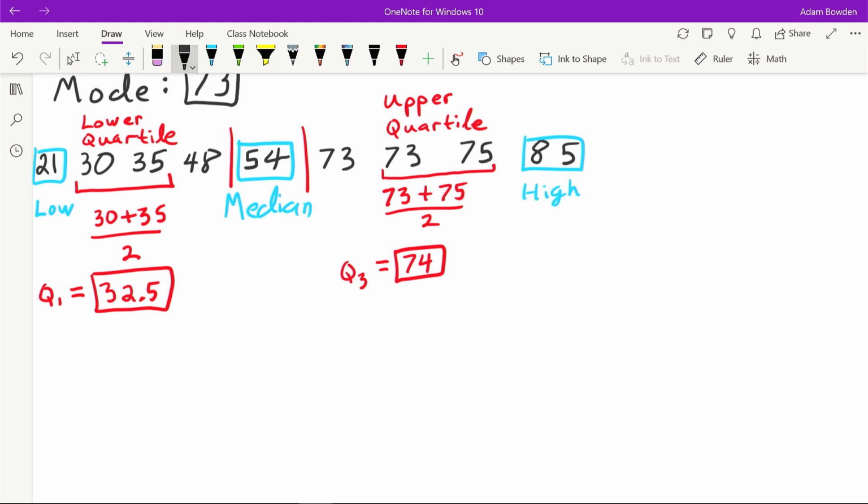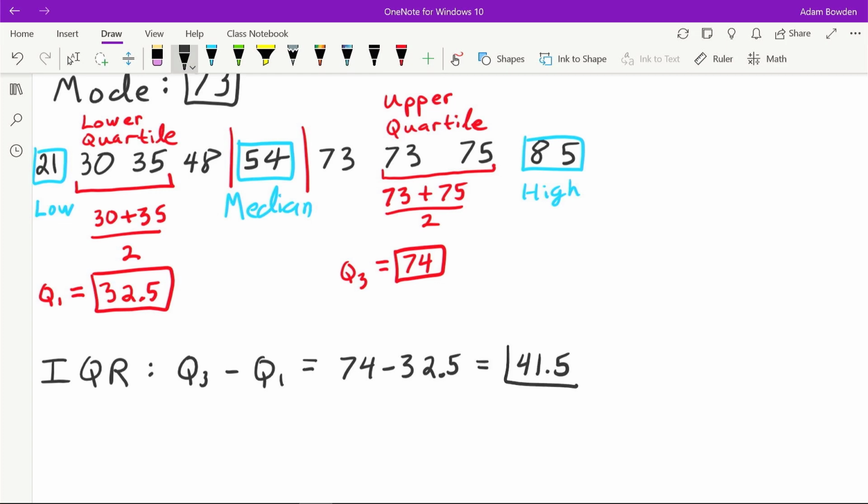Now the so-called interquartile range, or IQR, is found by taking the upper quartile minus the lower quartile, Q3 minus Q1. So 74 minus 32.5 is equal to 41.5. They specified the interquartile range as a way of identifying outliers.